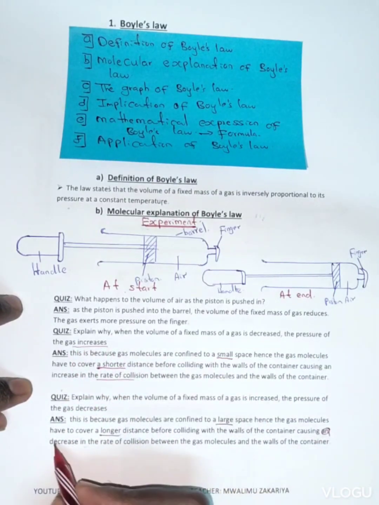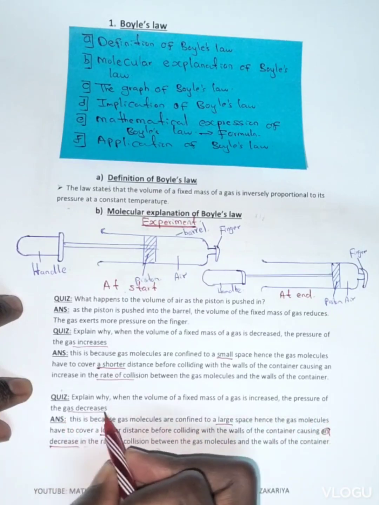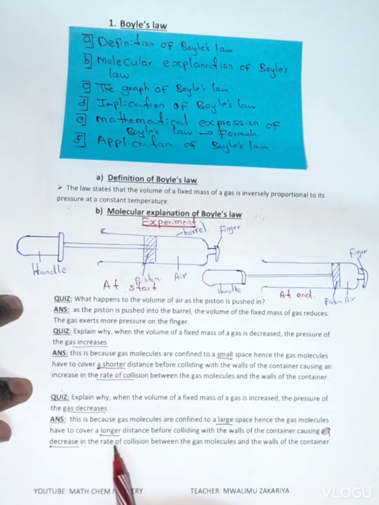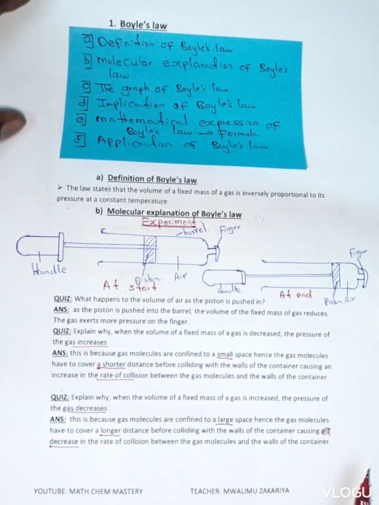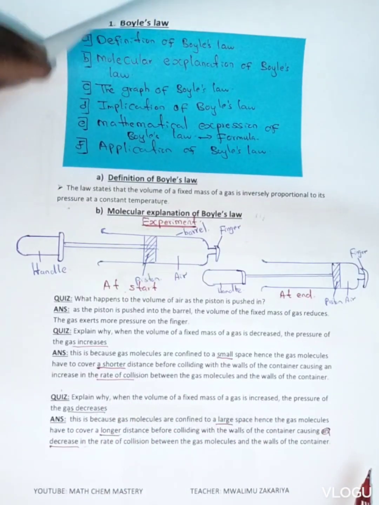Here, the rate of collision is decreasing. Also, the pressure decreases. So it covers a longer distance before colliding with the walls of the container, causing a decrease in the rate of collision between the gas molecules and the walls of the container. And that is how we find out the molecular explanation of Boyle's law.